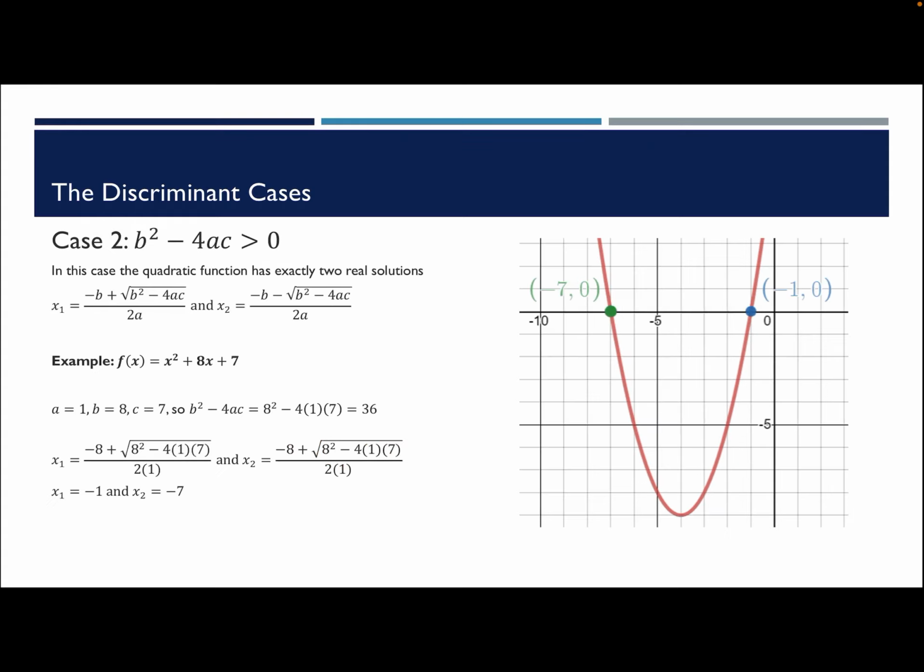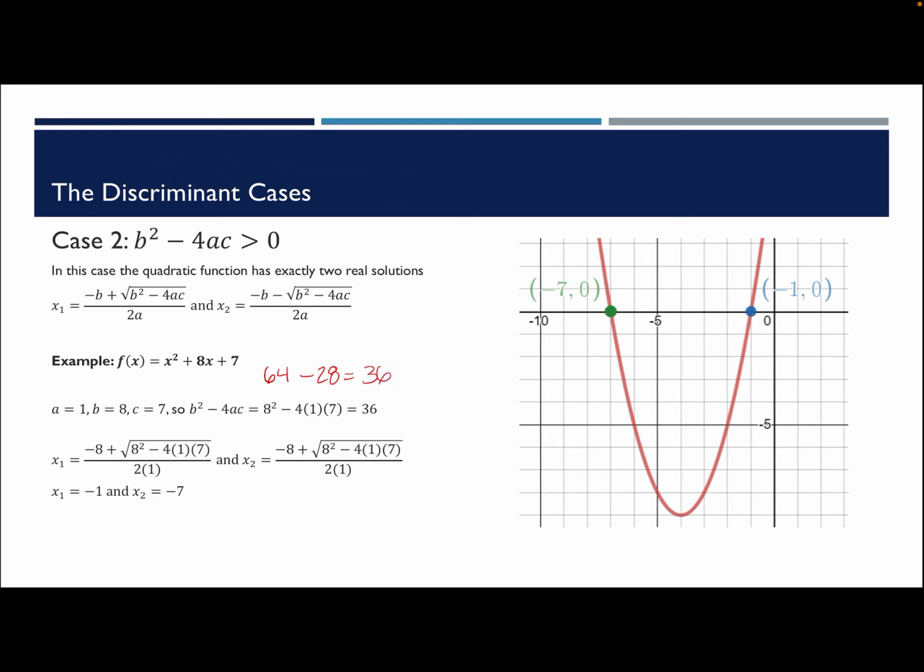The second case is if b squared minus 4ac is greater than 0. And then you're going to have two real number solutions, where one is the positive part of the quadratic formula and the other is the negative part. So in the case where we have x squared plus 8x plus 7, the graph is to the right. The two solutions are -7 and -1. If we substitute a, b, and c into the discriminant, a is 1, b is 8, c is 7. And so we're going to have 8 squared minus 4 times 1 times 7, which is really just 64 minus 28, which is 36.